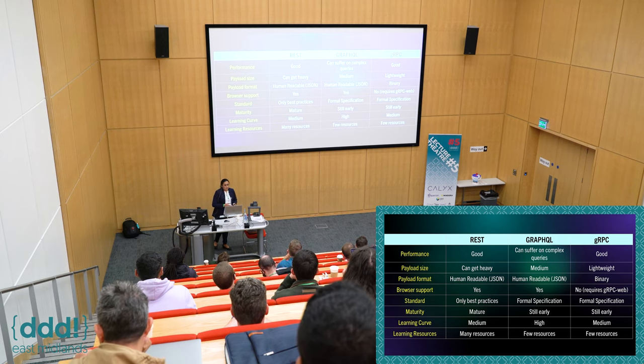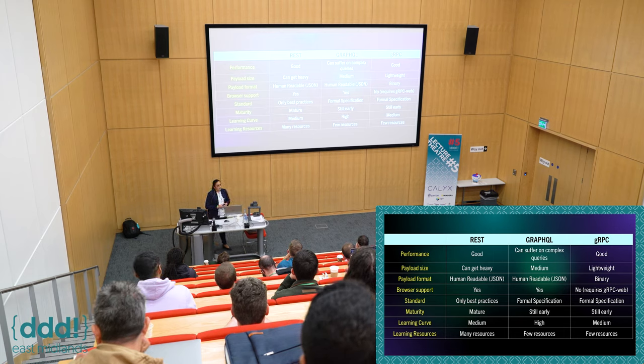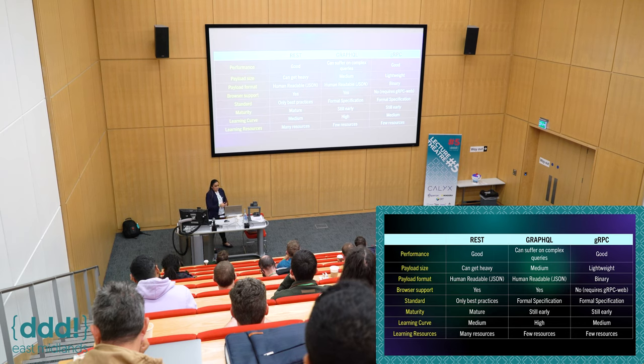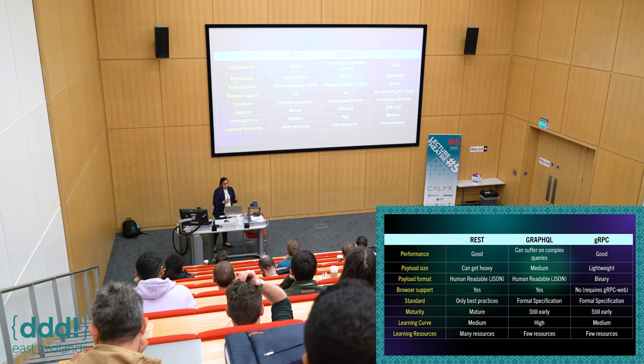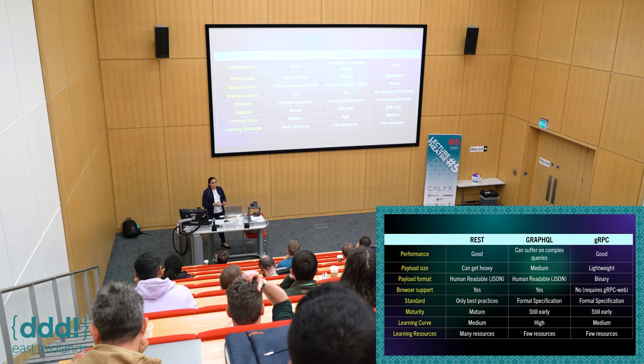Browser support is superior for REST and GraphQL, while as with gRPC, it requires something like gRPC web. REST is only best practices, while as with GraphQL and gRPC, we have a formal spec. REST is mature as a product, while gRPC and GraphQL is still in its early days. GraphQL has the highest learning curve, and while REST has the maximum number of resources.